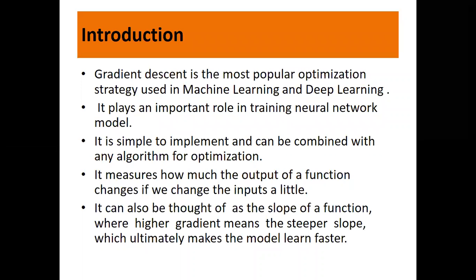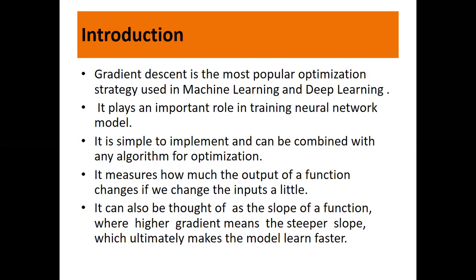It is the most popular optimization strategy used in machine learning and deep learning nowadays. It plays an important role in training neural network model. Remember, why we are learning this right now is because of neural network training. It is simple to implement and can be combined with any algorithm for optimization. It measures how much the output of a function changes if we change the inputs a little bit. Now here whatever we are talking is all related to neural network.